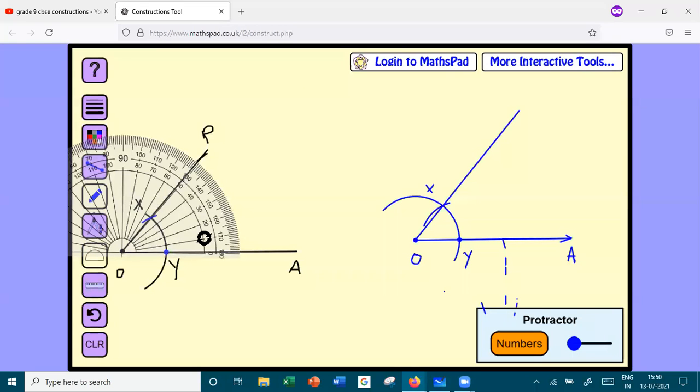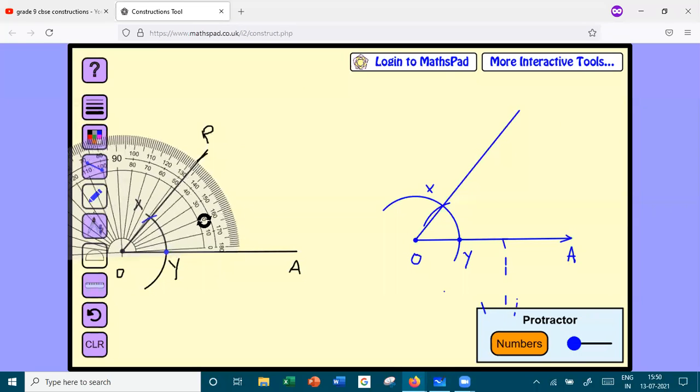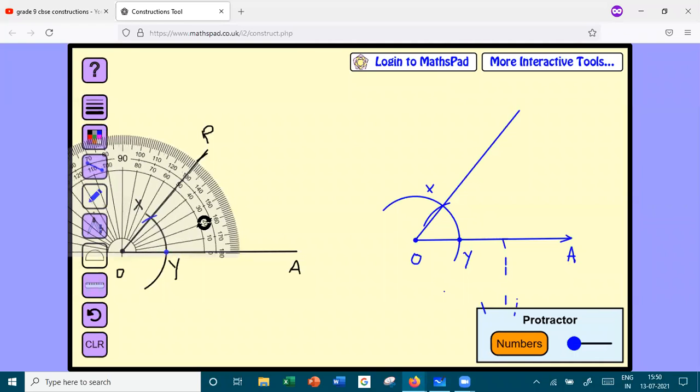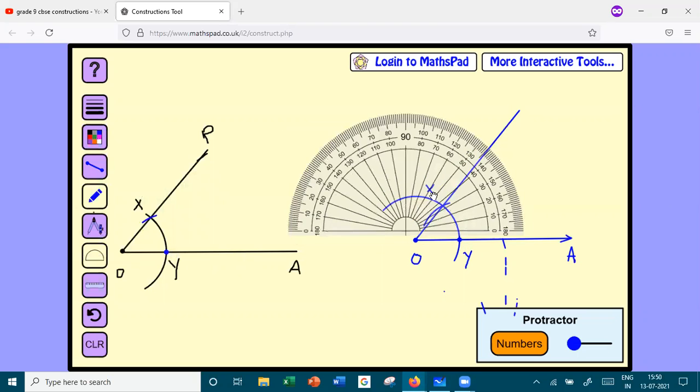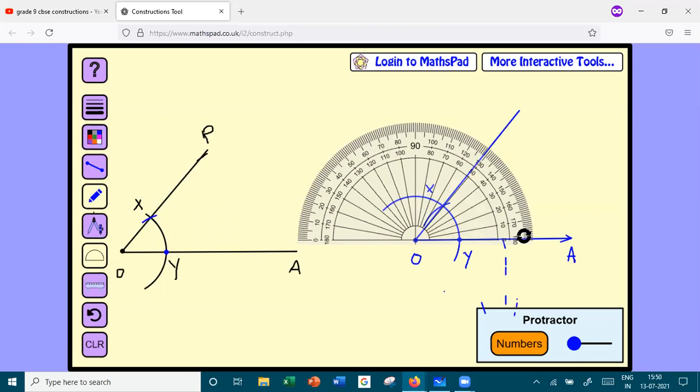Shall we check what the measure is? I drew something close to 50 degrees. It wasn't exact. Let's see what the exact measurement is. It's somewhere around 50, just a little bit less than 50. Let me check what the measure of this is. It's more than 50. It's not aligned. Just give me one second. Yeah, now it's correct.